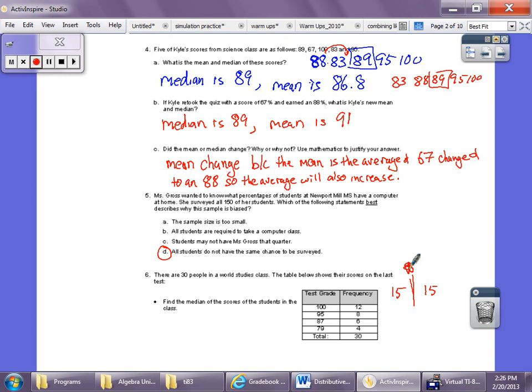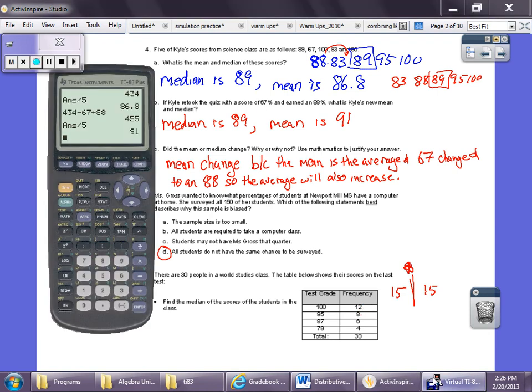So just by looking at it, we know it's 95 because there's 12 and then 8, so that gives us 20. But the other way that we can do it is we can simply find it using our calculator. We go to stat edit, and we have 100, 95, 87, and 79. And then our frequency is 12, 8, 6, 4.